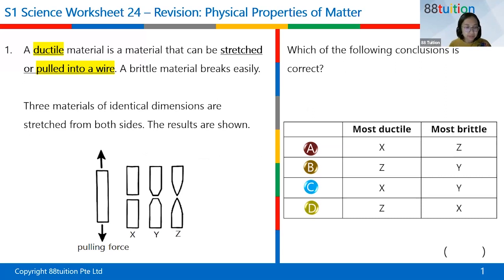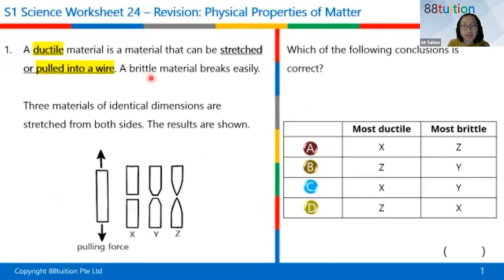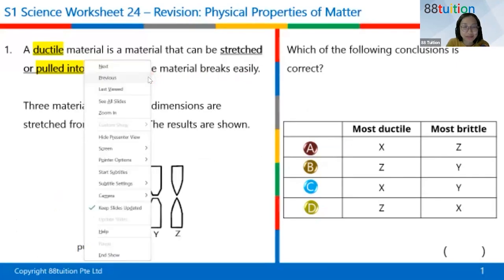Okay, now a ductile material is a material that can be stretched or pulled into a wire. A brittle material breaks easily. You know, a ceramic cup is a brittle material. If I drop my ceramic cup, wow, good luck to me.